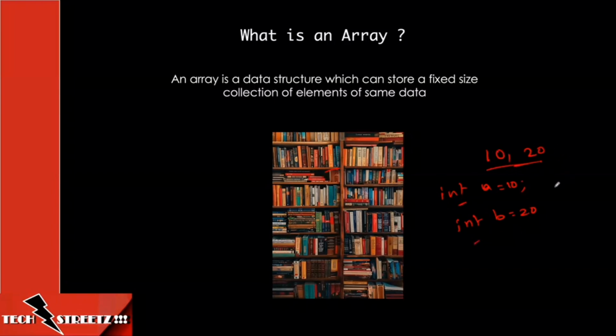Suppose you want to store 10,000 values in integer variables, will you create 10,000 variables like this A, B, C and so on? No, that's not the right way to do it. Then how can we achieve this? We can achieve this by using an array data structure.